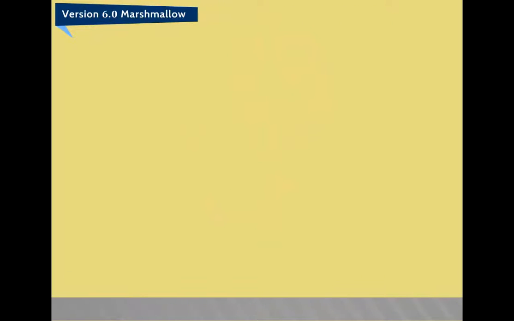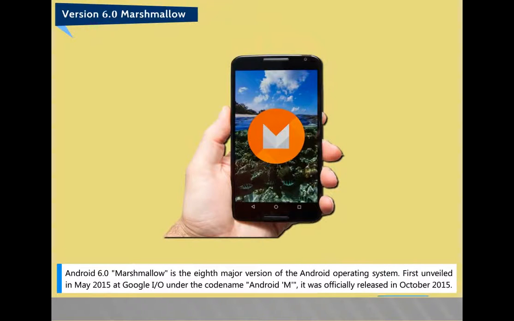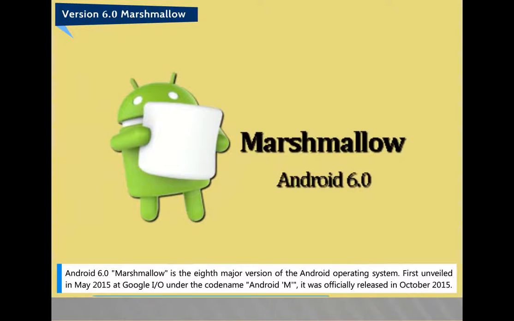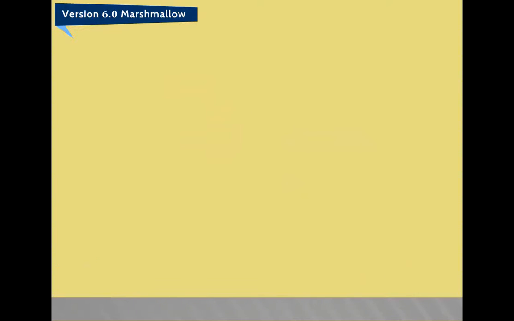Version 6.0 Marshmallow. Android 6.0 Marshmallow is the 6th major version of the Android operating system, first unveiled in May 2015 at Google I/O under the codename Android M. It was officially released in October 2015.